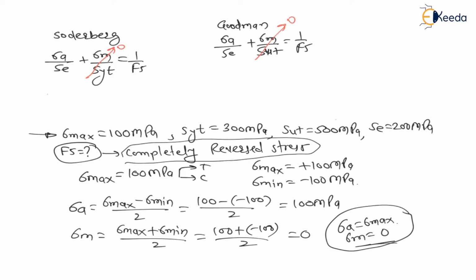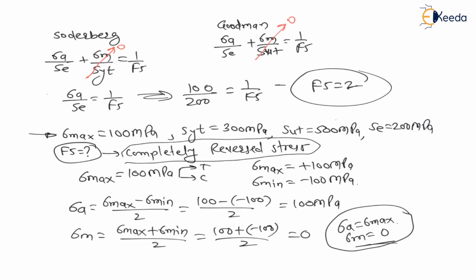Let us say consider any. Therefore sigma A divided by SE is equal to 1 upon factor of safety. Put the values. The sigma A stress amplitude is 100 MPa and endurance strength SE is 200, is equal to 1 upon factor of safety. Therefore from this we can calculate factor of safety is equal to 2. Therefore answer for this question is 2, and in fill in the blanks you have to type 2 for getting full marks.